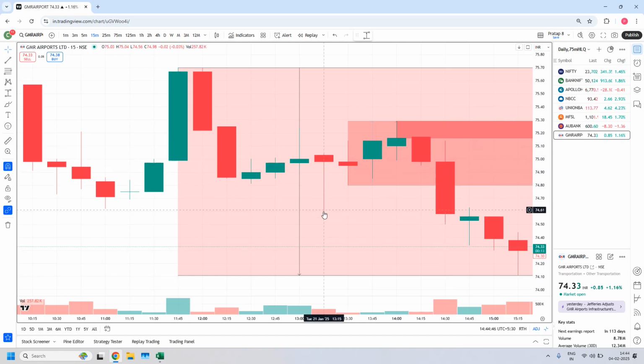Then where is the leg in? See here, you have a failed ERC candle as a leg in. You have 1, 2, 3, 4 base candles, and then you have a leg out candle. See, all of a sudden how candles become bigger. See, all these are medium sized candles.